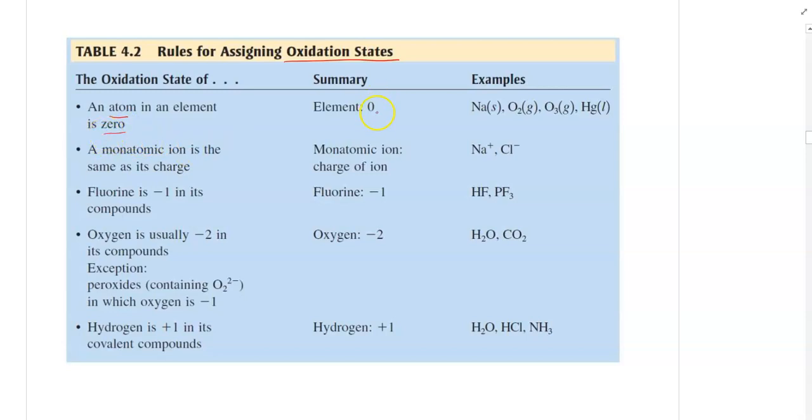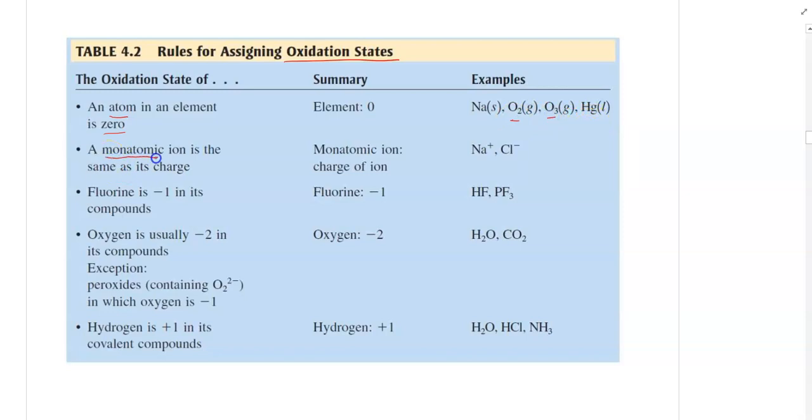For example, summary here, element: 0. For example, you have sodium. Sodium is a pure element by itself. It is a solid metal that we saw previously when we made salt, right? It's a solid metal. That's going to have an oxidation state of 0. Regular old oxygen also has an oxidation state of 0. O3, which is ozone, that's a pure element by itself. That's going to have an oxidation state of 0. And then mercury here on the end, also 0. So these are all pure elements, even though you have some that are diatomic or even triatomic, they're all 0.